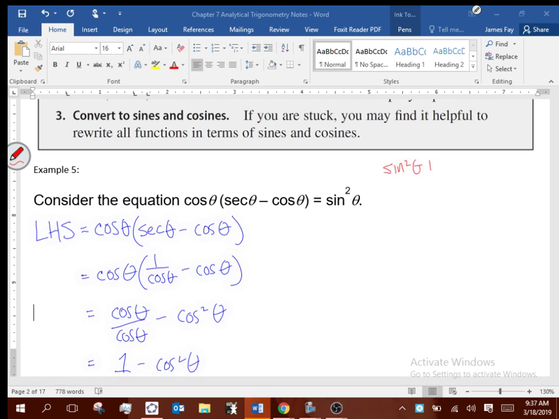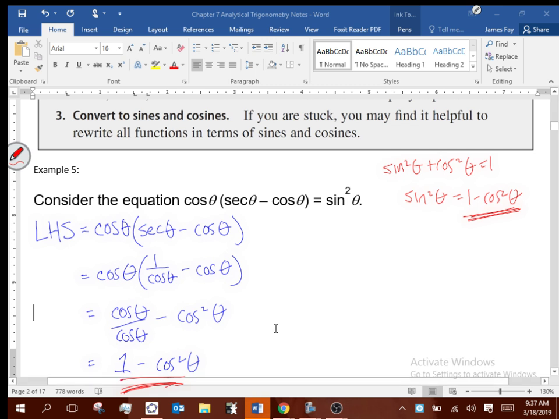I know sine squared theta plus cosine squared theta is equal to 1, and you guys know that as well. Can I rewrite that as sine squared theta equals 1 minus cosine squared theta? Does that make sense to everybody? Is that there the same as that? Yes. So can I make the substitution that is actually equal to sine squared theta? And that is equal to your right-hand side.